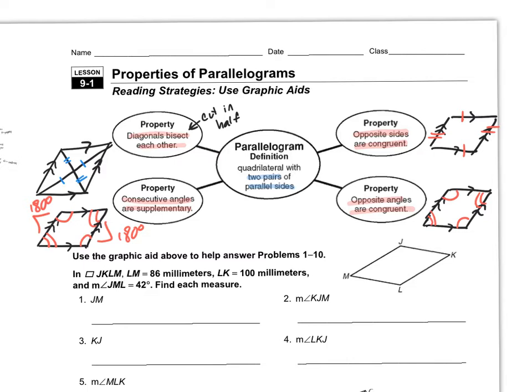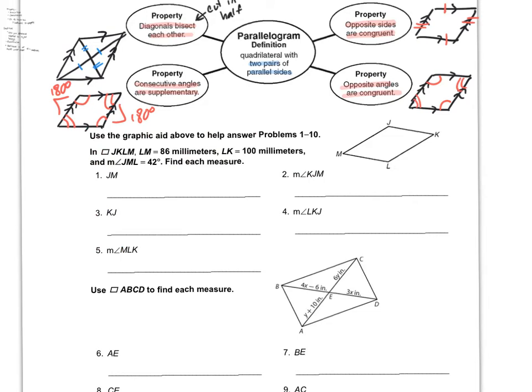Now we're going to use those properties to solve some problems. First of all, we're given some information here about parallelogram JKLM. We're told that LM is 86 millimeters, so let's label that on here. Here, LM is 86. And then LK is 100, so we're labeling that as well. And then the measure of angle JML is 42. So not JLM, JML. JML is right there, and that's 42 degrees. So that's the information we've been given.